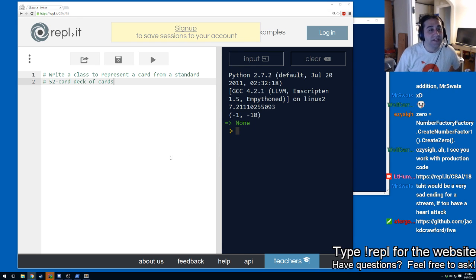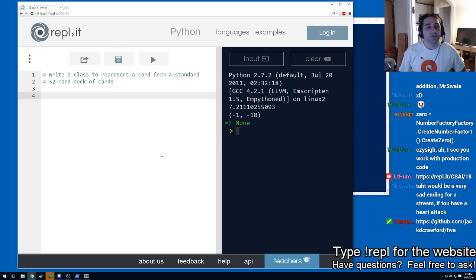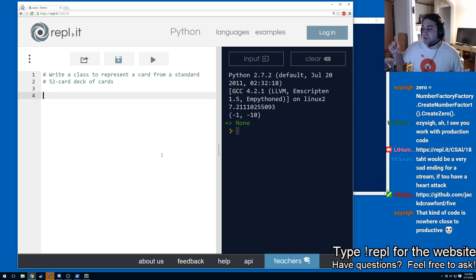So next up, I want you to write a class to represent a deck or a card from a standard deck of 52 cards. I hope I don't need to explain what a deck of cards is.